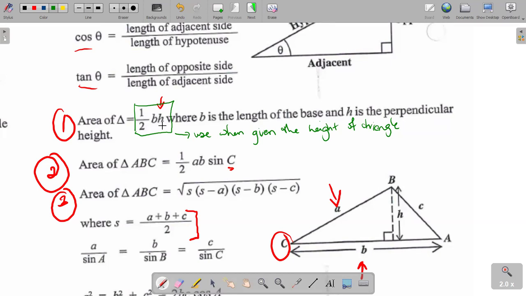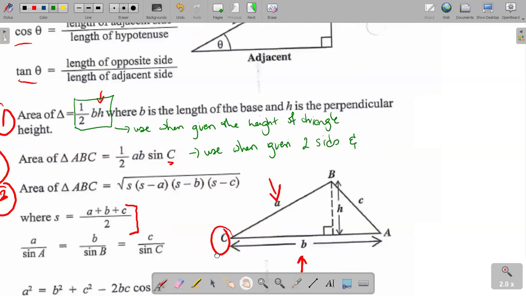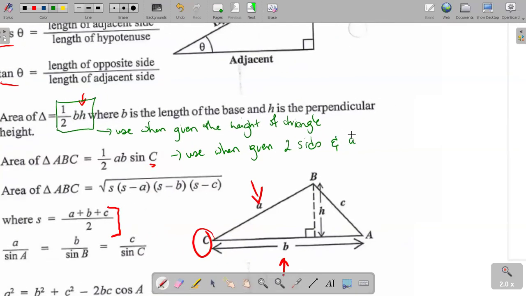All right, so let's go. The second formula now, this one is half AB sine C. And what you're going to do for me is next to it, you're going to write use when given two sides and the angle between the two sides.